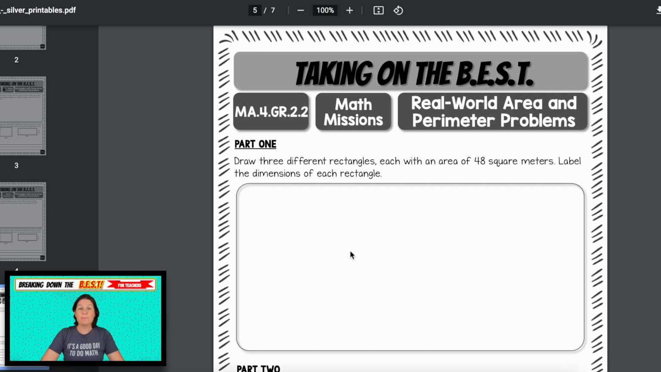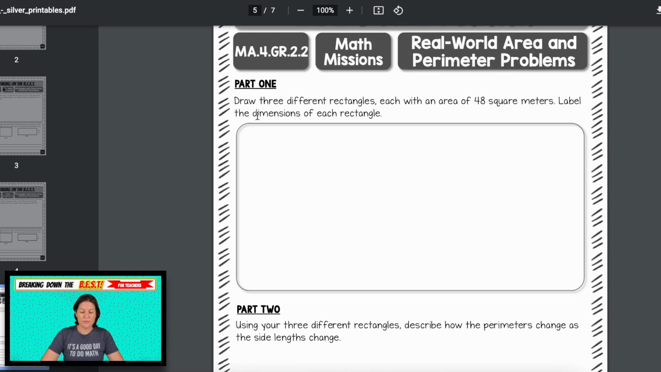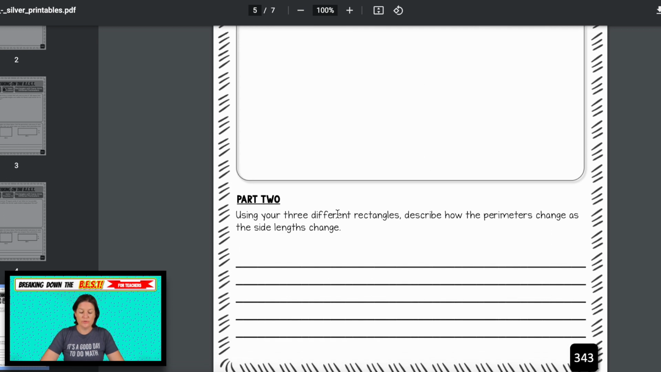Then we have a math mission. These are math tasks. This one has 2 parts to it. The first one says to draw 3 different rectangles, each with an area of 48 square meters. Label the dimensions of each rectangle. Using your 3 different rectangles, describe how the perimeters change as these side lengths change. So again, showing that relationship between area and perimeter.